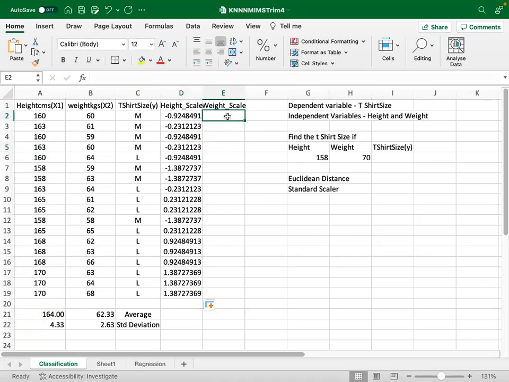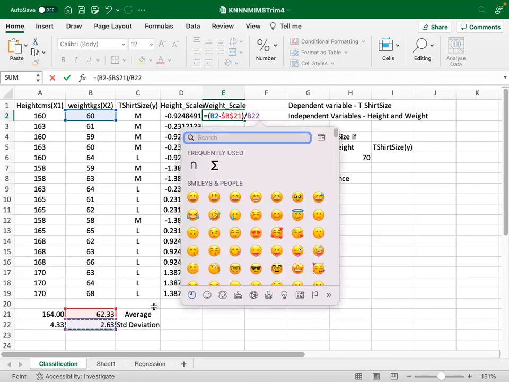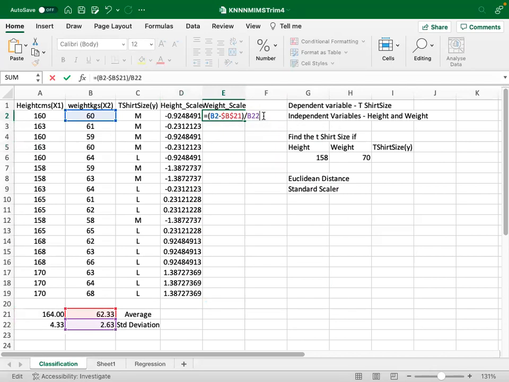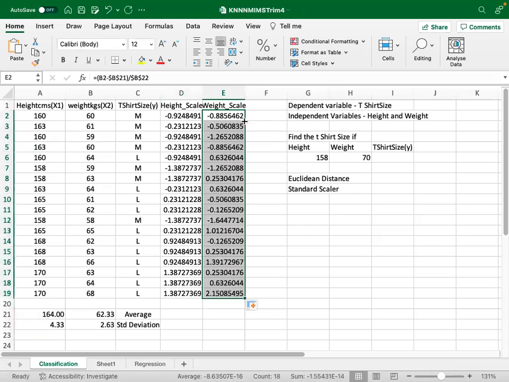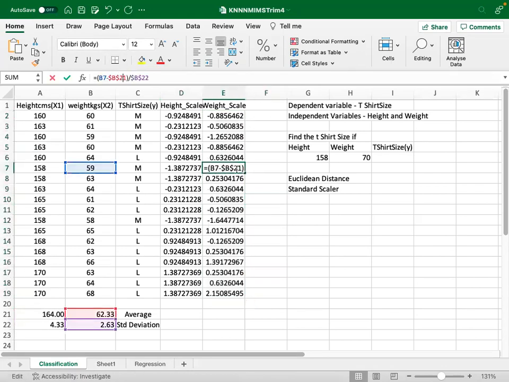Similarly, for weight also, is equal to open bracket weight x minus mean, fix it by pressing Fn plus F4 or F4, divided by standard deviation, again Fn plus F4, and then double click. It will calculate for all. The X will change, but mean and standard deviation remain constant.